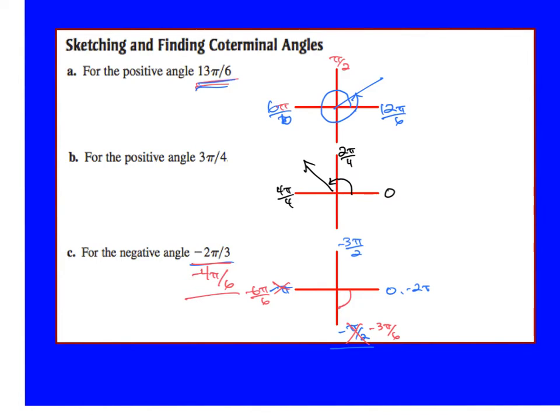Do I need to keep going? I need to keep going a little bit more, and it'd be right there. All right? So there's where negative 4 pi over 6 is. What quadrant would that end up in? It ended up in quadrant 3.